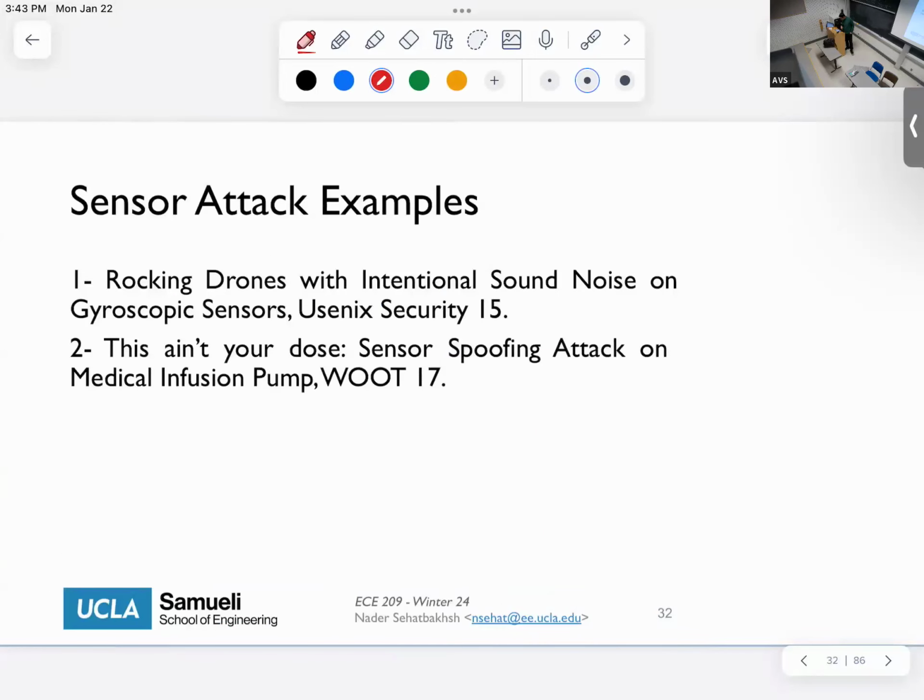Next one is an attack on a medical device. Let's actually pause here. We're going to talk about this next time.